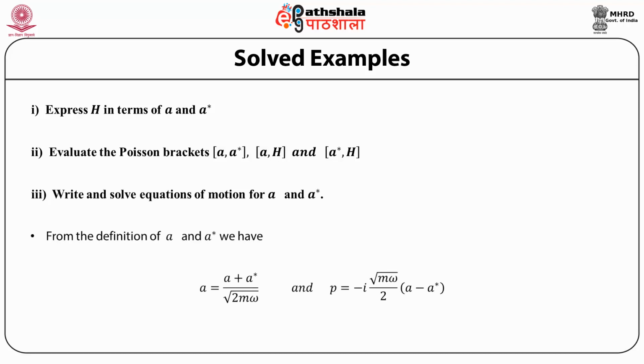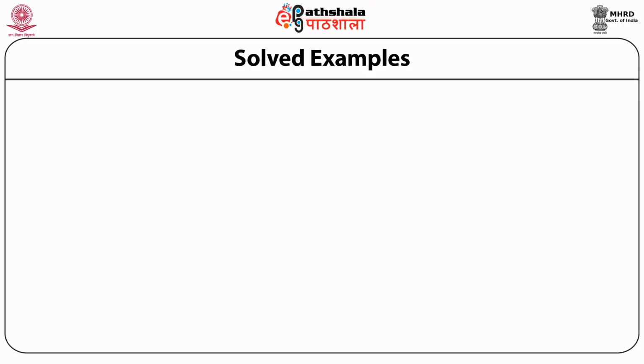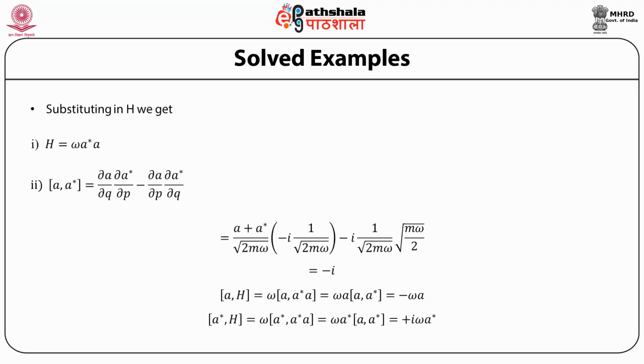From the definition of a and a star, we have x is equal to a plus a star by under root 2 omega and p is equal to minus i omega (a minus a star). Now, substituting for these in H, H can be written in terms of only a and a star because we substitute for x and p in terms of a and a star. So H simply becomes omega times a star a, a very simple form.